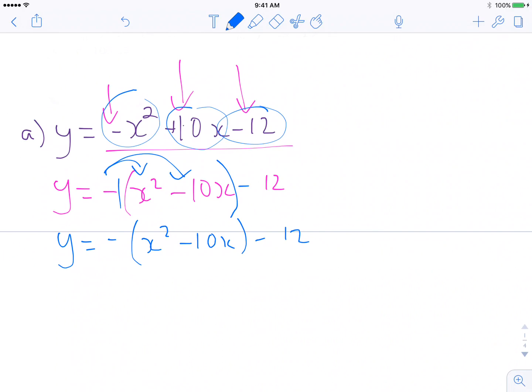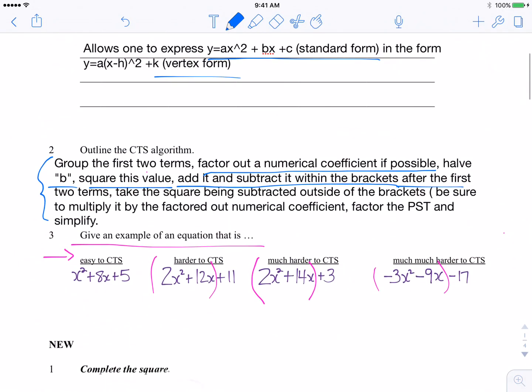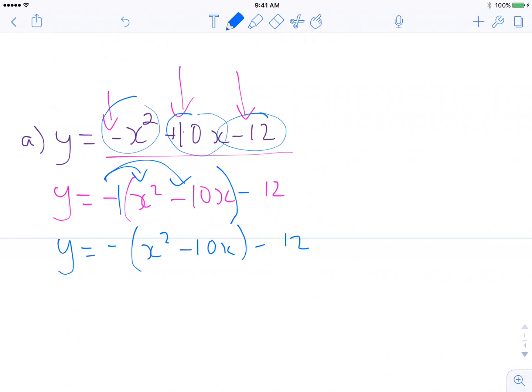Okay, so now we have negative x squared minus 10x, and then we're leaving the minus 12 alone. We do not need to worry about the third term. In fact, part of our algorithm up here, we can write here as a first step: leave the third term, or the c, alone. Or you can say ignore it. Ignore c in this case. Okay? So we only group the first two terms together.